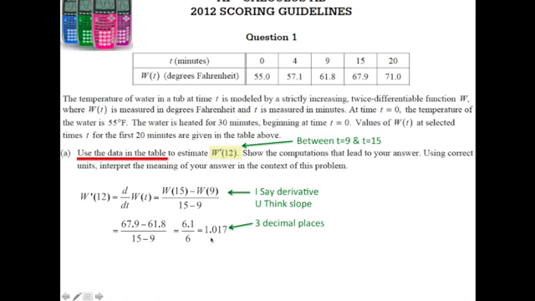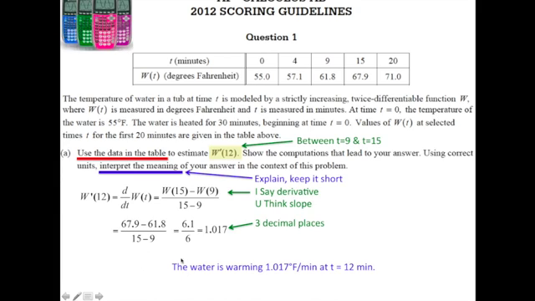And then if you notice, I rounded to 3 decimal places. Now we're going to have to interpret the meaning of your answer. This is the units portion. So if we look at what we calculated, these numbers refer to Fahrenheit. These numbers refer to minutes.